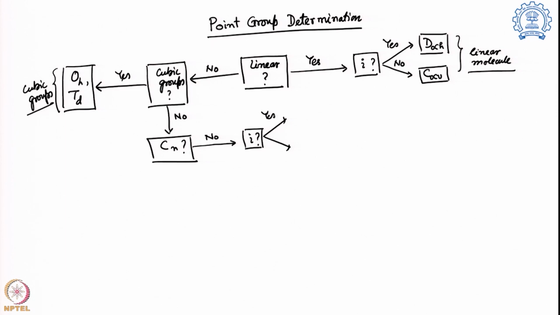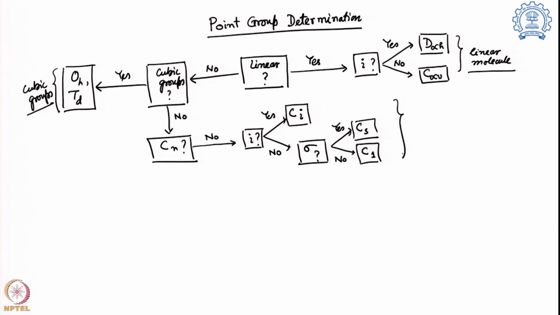If the answer is yes, it belongs to the Ci point group. If the answer is no, the next question is: do you have a sigma or not? If the answer is yes, this belongs to the Cs point group. If it is no, then it is C1, the simplest molecule, without any symmetry operation or element present other than the identity operator. These 3 groups, C1, Cs and Ci, belong to the non-rotational groups.